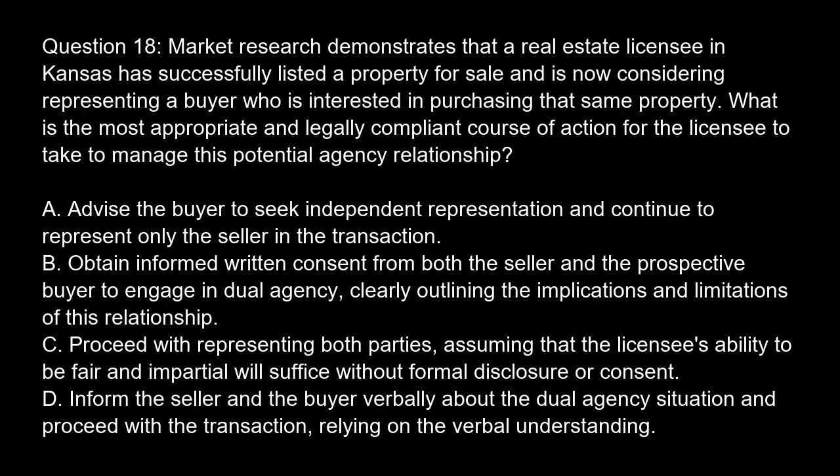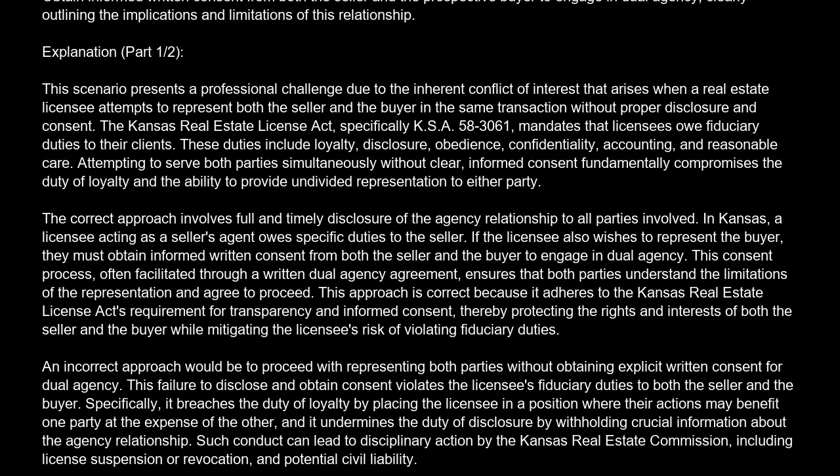transaction. Option B. Obtain informed written consent from both the seller and the prospective buyer to engage in dual agency, clearly outlining the implications and limitations of this relationship. Option C. Proceed with representing both parties, assuming that the licensee's ability to be fair and impartial will suffice without formal disclosure or consent. Option D. Inform the seller and the buyer verbally about the dual agency situation and proceed with the transaction, relying on the verbal understanding. Correct answer is B.